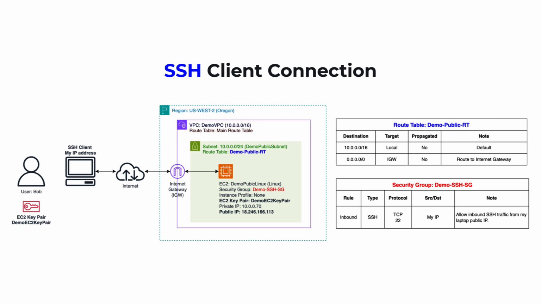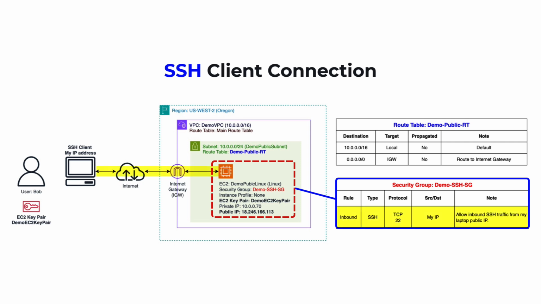The last step before launching my EC2 is to create a security group. Security group is a type of firewall that controls what type of inbound and outbound traffic will be allowed for my EC2. For my use case, I want an inbound rule that allows SSH traffic on port 22 from my laptop's public IP address. So let's go and create this.